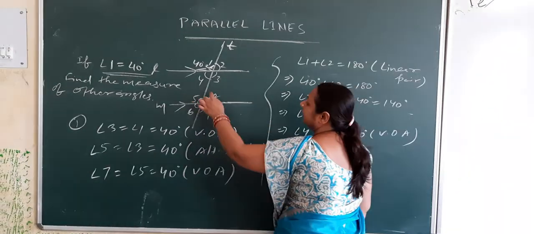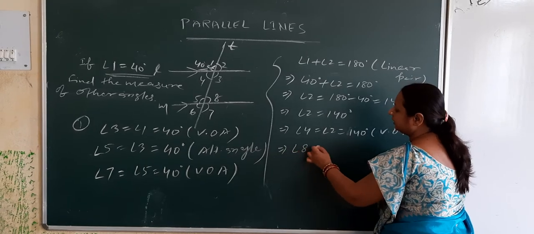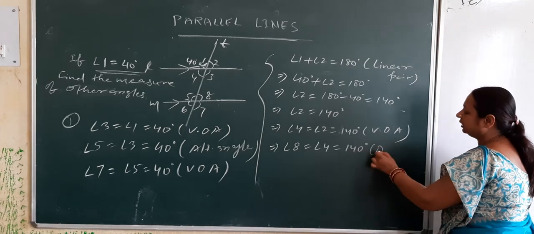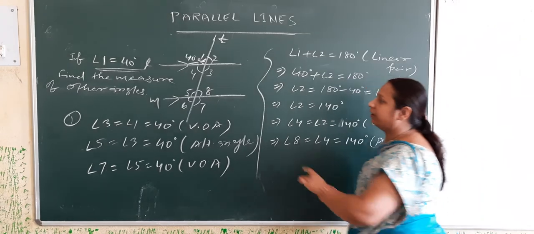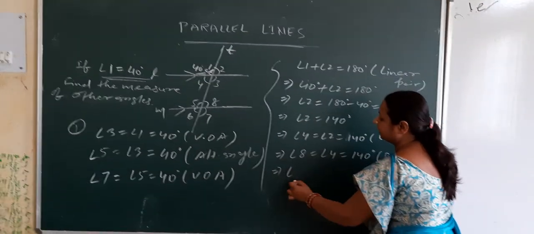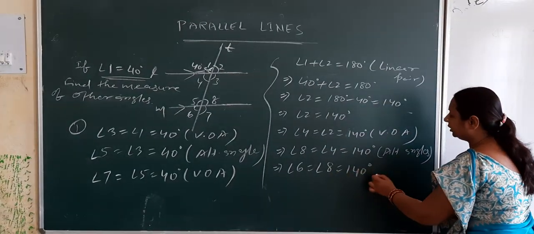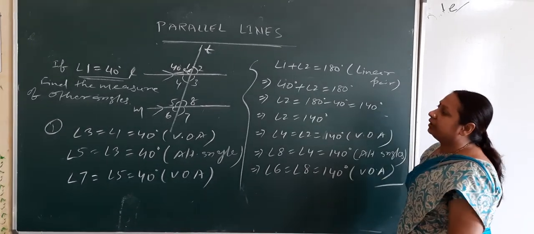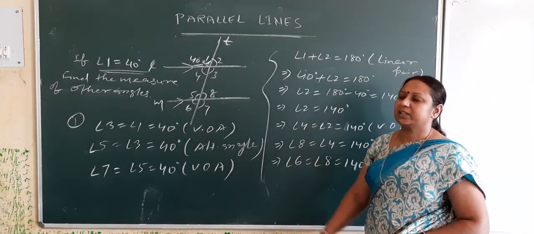Angle 4 and 8 are alternate interior angles. Angle 8 equals angle 4 equals 140 degrees, alternate angles. Now angle 8 and 6 are vertically opposite angles. Therefore angle 6 equals angle 8 equals 140 degrees, vertically opposite angles. So this way we can use the properties of parallel lines to find the measures of all the angles.